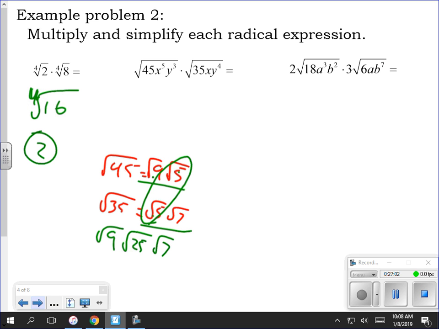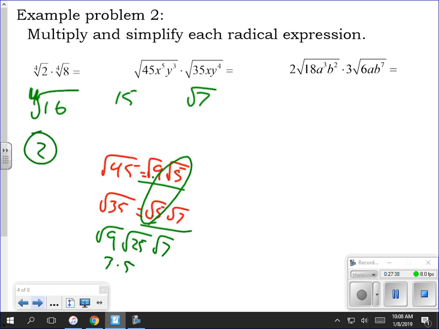Okay? So, numerically speaking, when I multiply those together, I have the square root of 9 and the square root of 25. And the square root of 9 is what? 3. Square root of 25 is 5. So I have 3 times 5, which is 15, root 7. That's strictly the numeric portion. That's the hard part. Really, that's the hard part. The variable portion is a piece of cake. The numeric portion is where it's really hard.